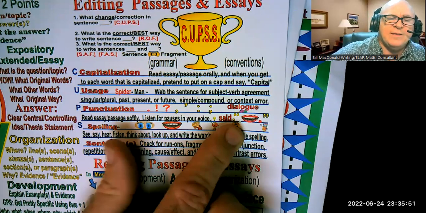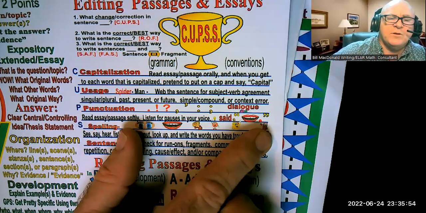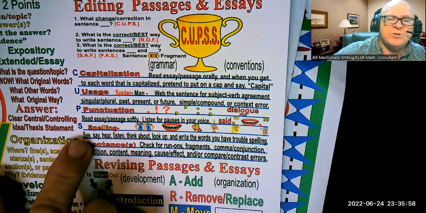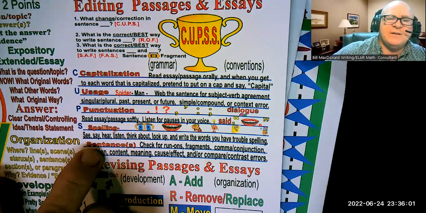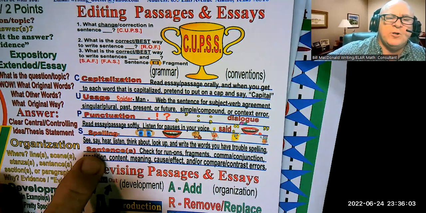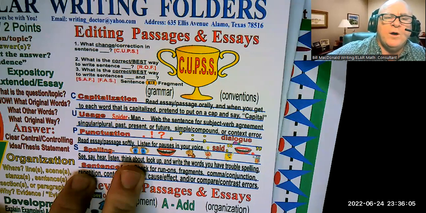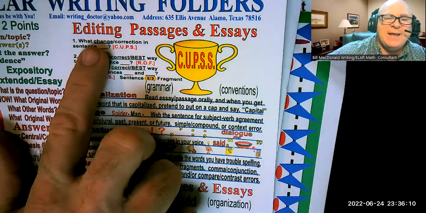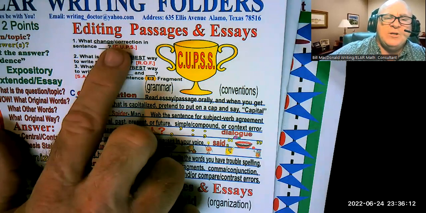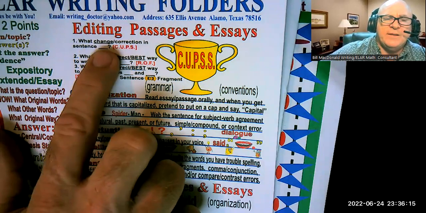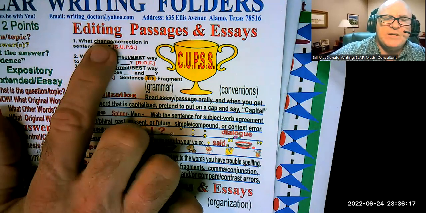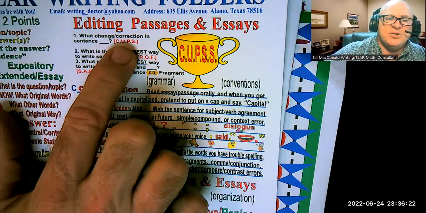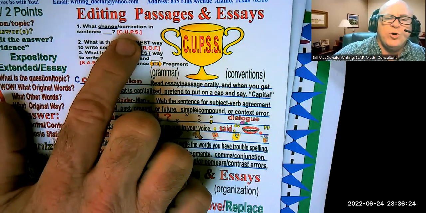So that's why that S is there for cups with 2 S's, because we have to end up checking for sentence boundary issues. All the questions we're going to see today in multiple choice and open-ended are, number 1, what change or what correction should be made in sentence blank? When you see change, you'll underline change and you'll label cups, which means the mistake 99.9% of the time is capitalization, usage, punctuation, or spelling.